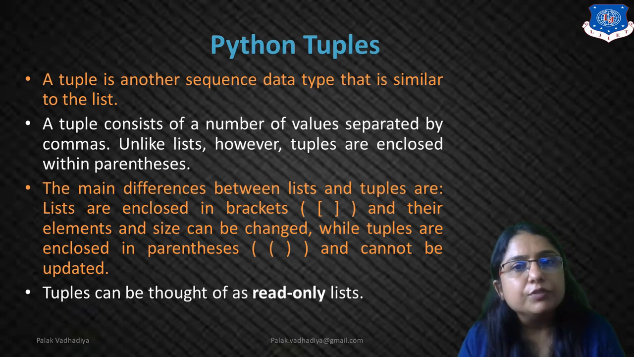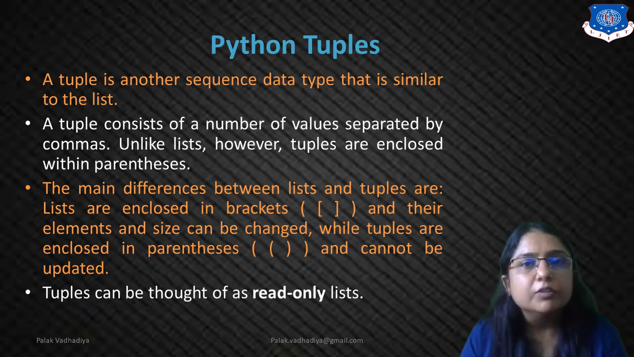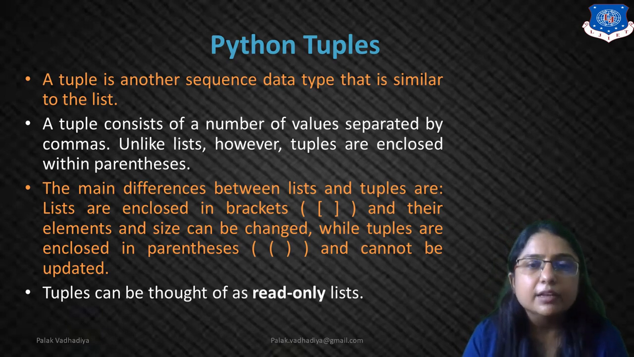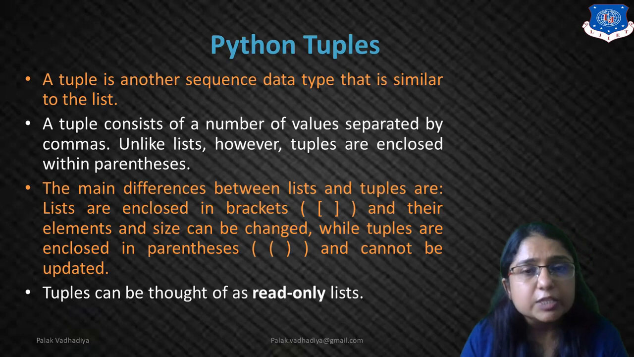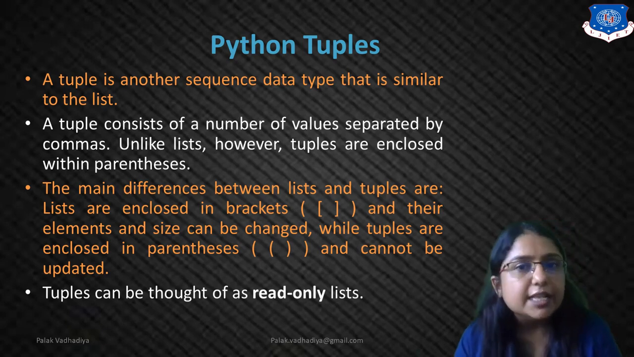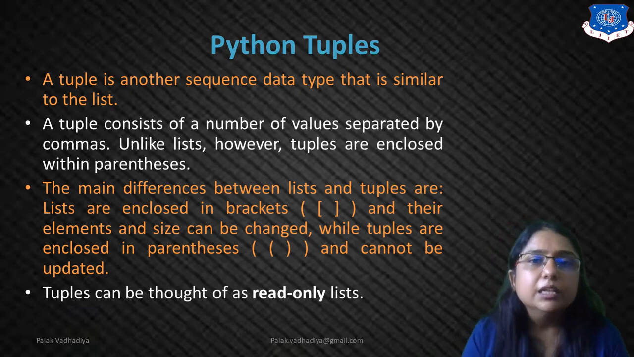For example, if you define tuple1 equal to ABC, comma, 1, 2, 3, comma, 4, 5, 6 like that. Now if I want to change the first element from ABC to XYZ, that is not possible with the help of the tuple. But yes, you can do it in a list.